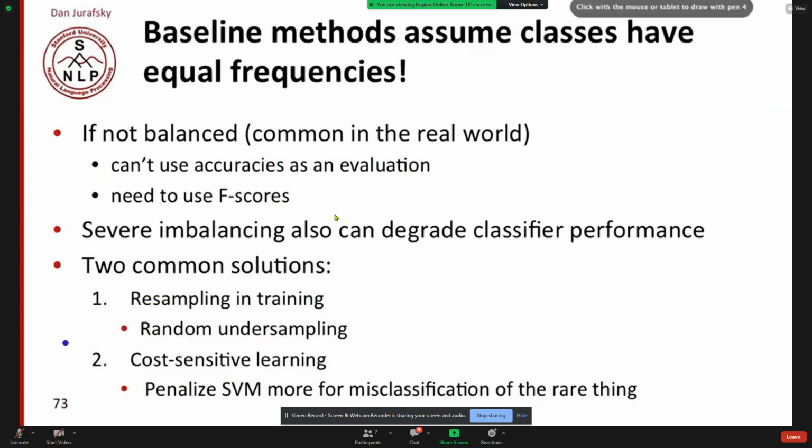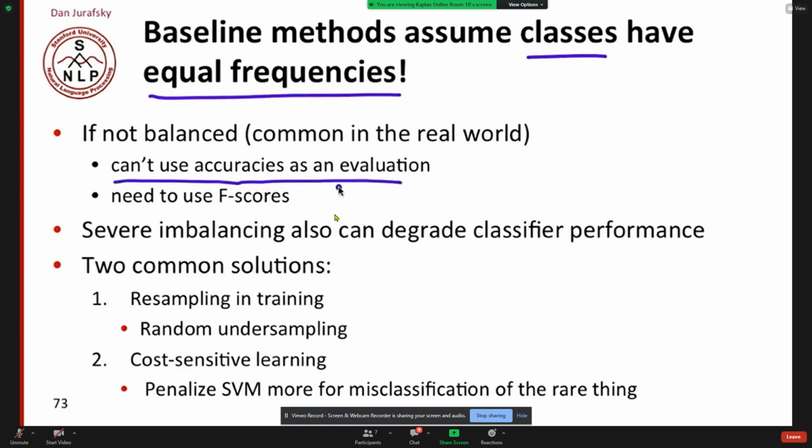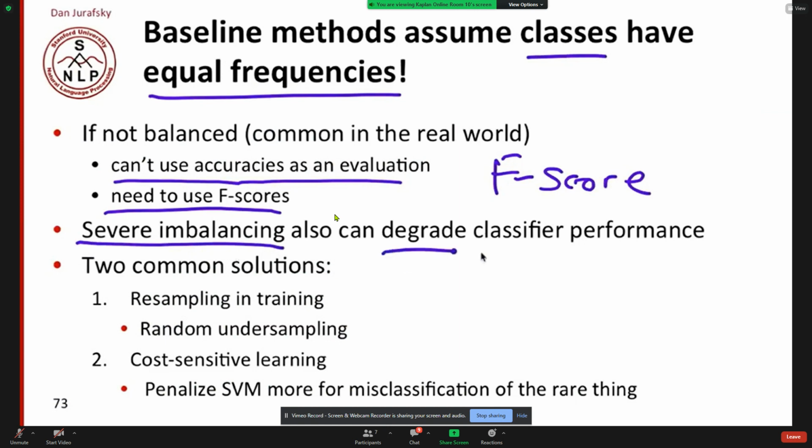We made some simplifications in the baseline method we gave for sentiment classification. We assumed that the classes, positive and negative, occurred with equal frequency. And that's, of course, not usually true in the real world. And it turns out that when the classes are not balanced, we can't use accuracy as an evaluation, and the F-score can deal well when evaluating classes where there are many more positive than negative, or maybe many more negative than positive reviews. If there's a severe imbalance in class frequencies, that can actually degrade the classifier performance. And there are two standard things we do to deal with that.